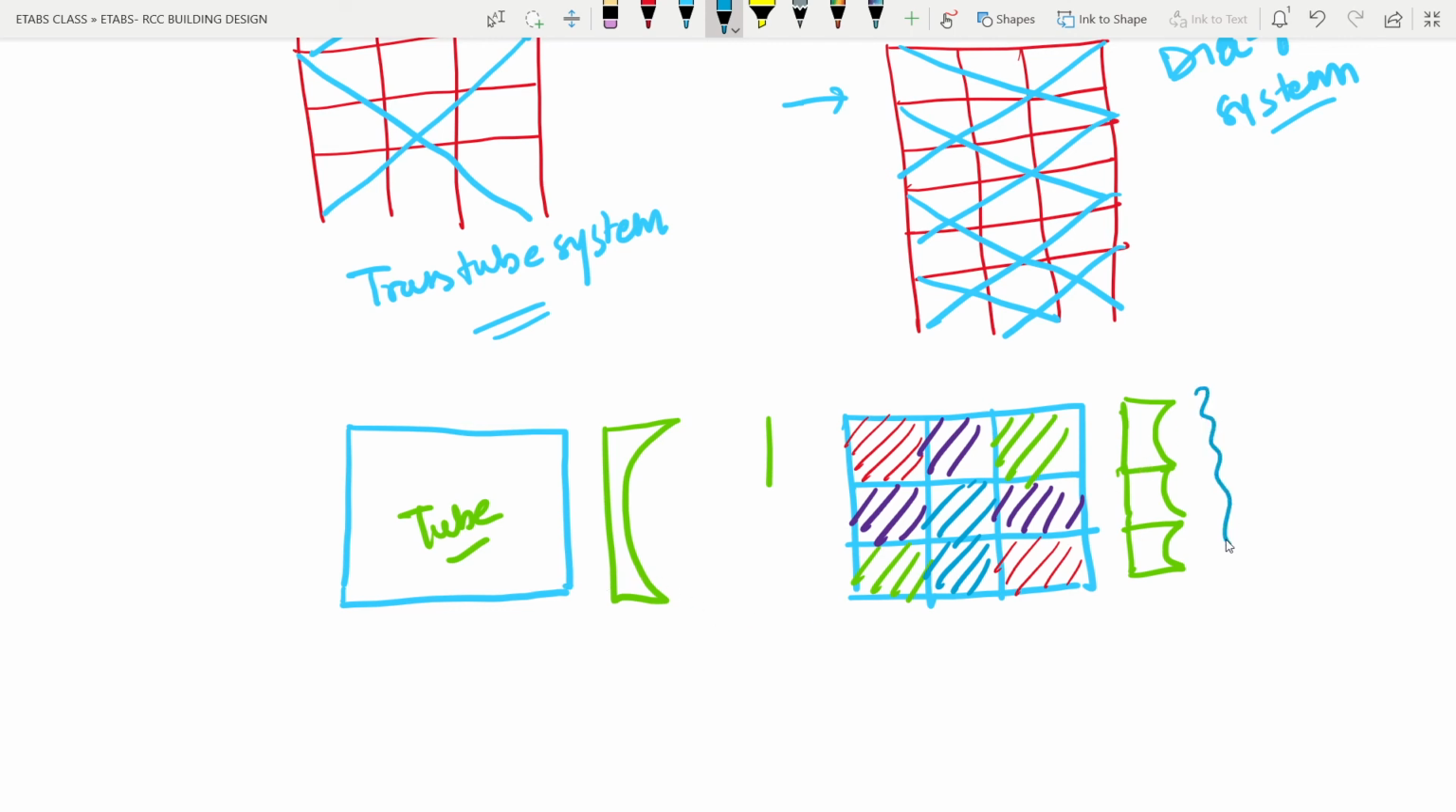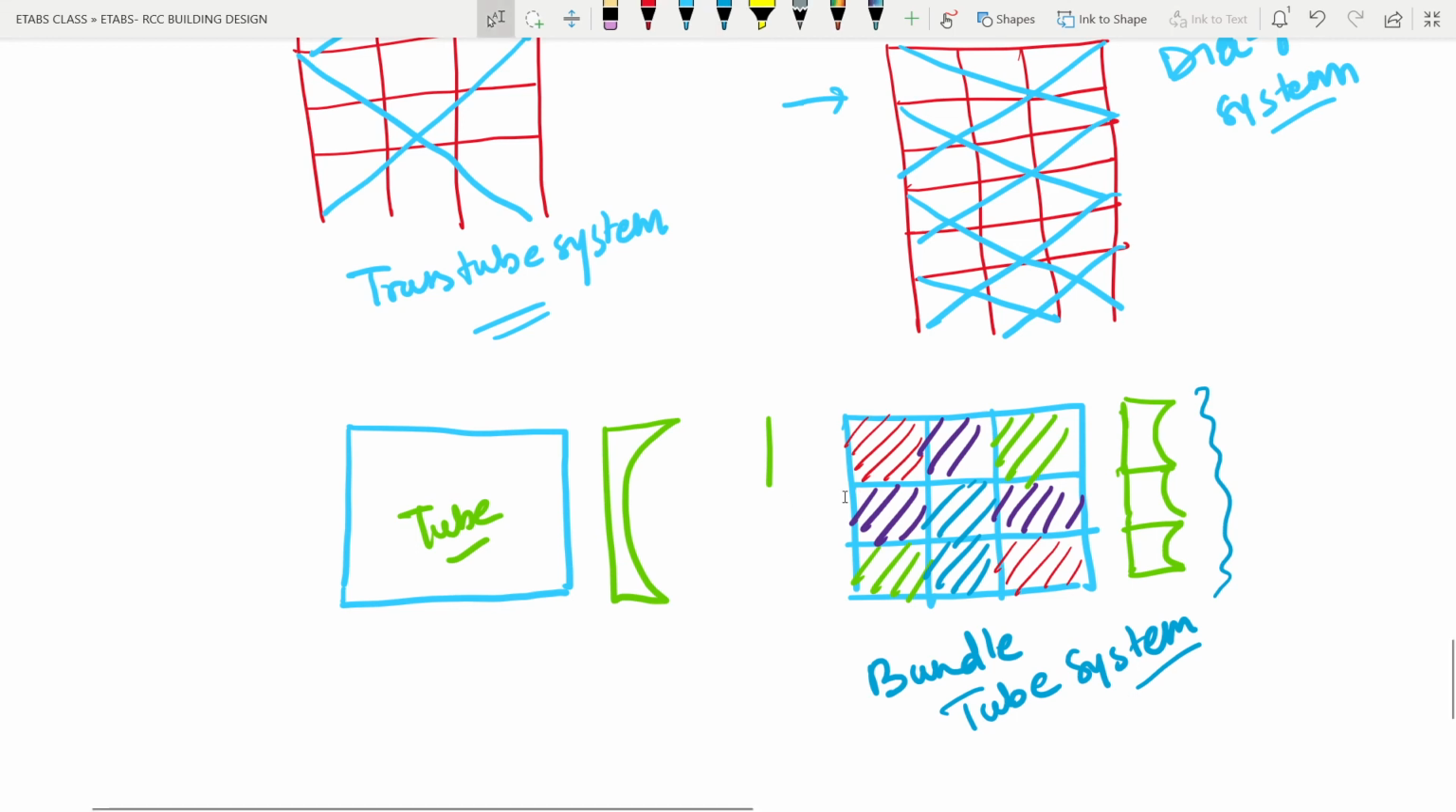So the stress distribution diagram will be something like this. We can distribute the same amount of stress into smaller boxes, and we can increase the efficiency of the whole structural system. This particular system is called the bundled tube system. Bundled tube system. Now I will show you how this bundled tube system is actually constructed.